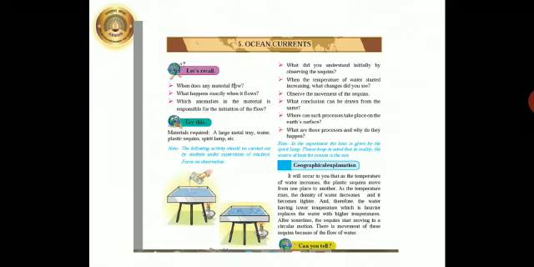Now the lesson starts with an experiment. Here some water is taken in a metal tray and some plastic sequins are placed over it. Sequins means some small flat pieces which can float on water. Then heat is applied to the water from one end of the tray. It is observed that as the water gets heated, the sequins start moving.